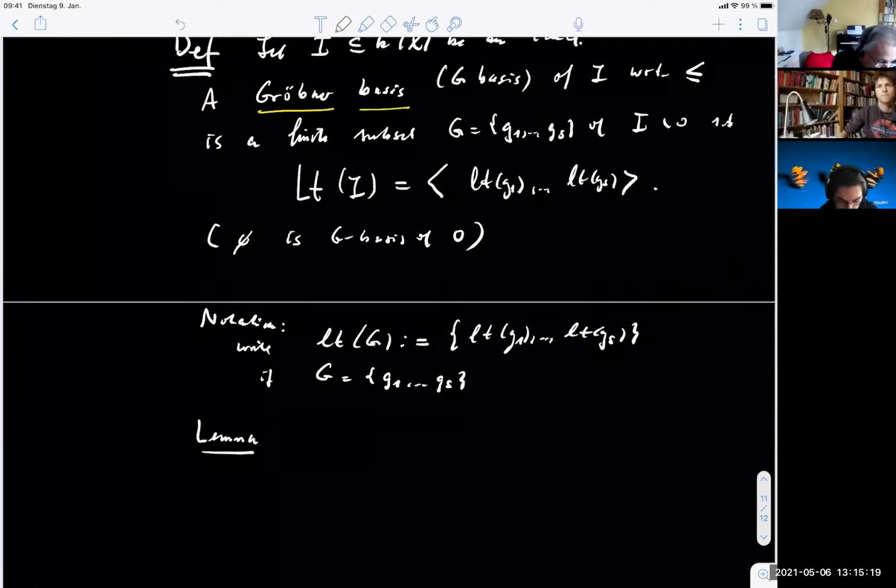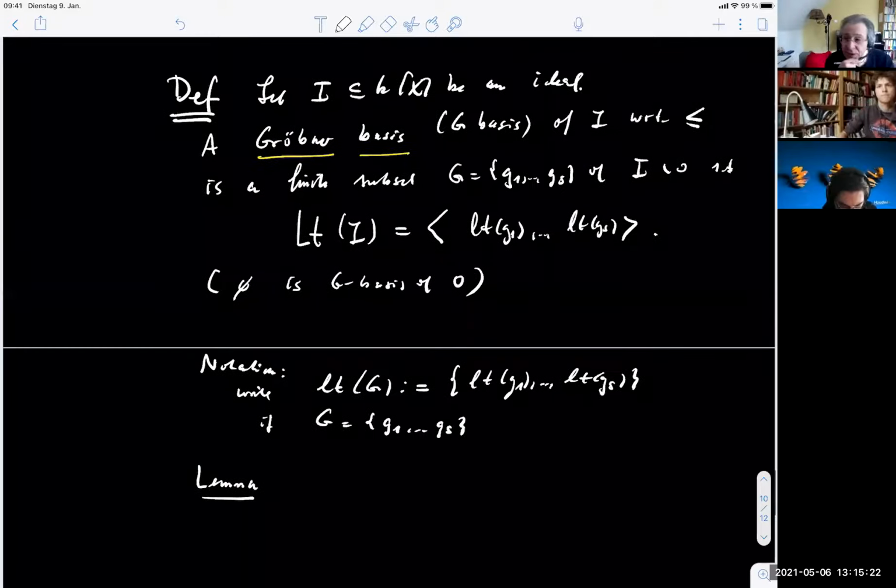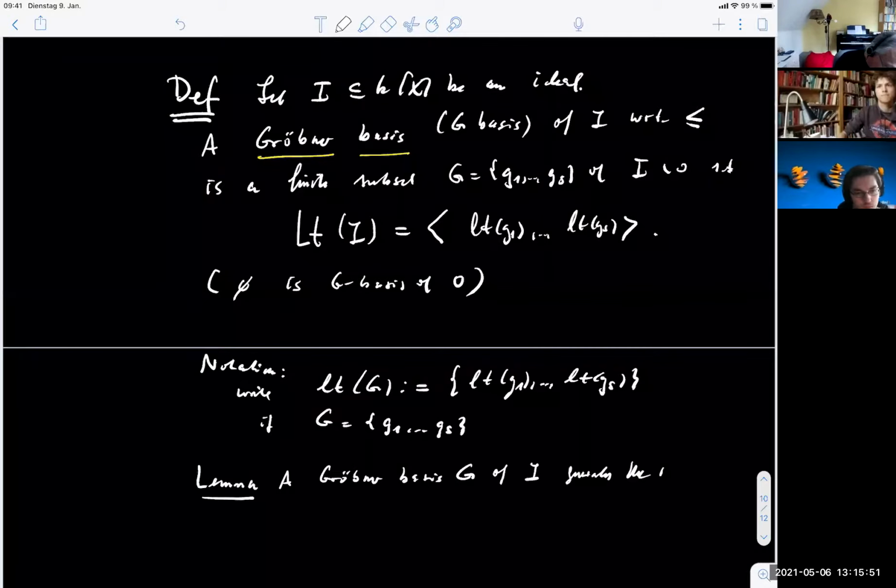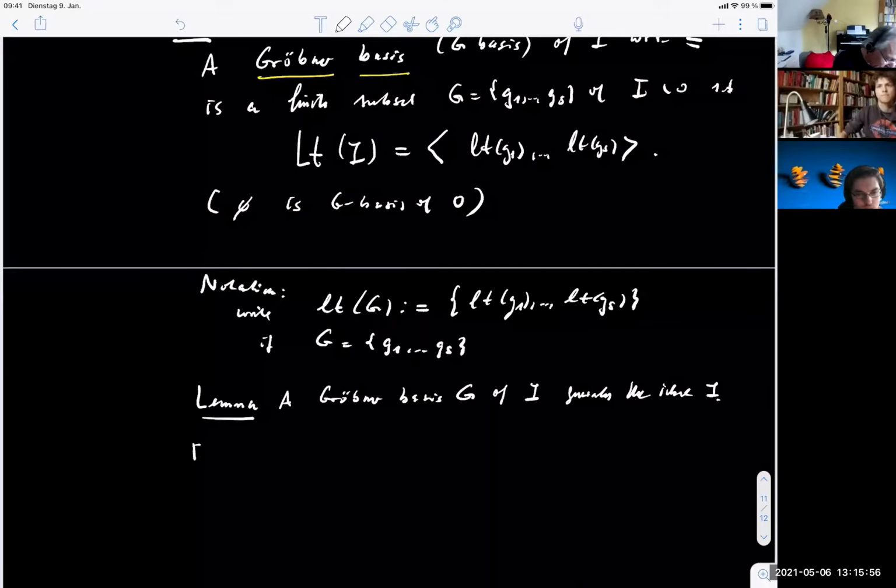So the first observation: you may have noticed in this definition I did not require that the set G generates the ideal. This is automatic. This lemma says a Gröbner basis G of I generates the ideal. It is a consequence of the definition. Let me prove it.